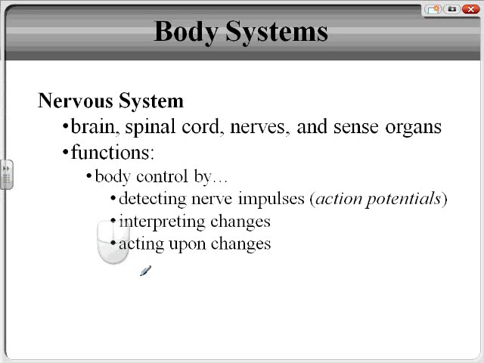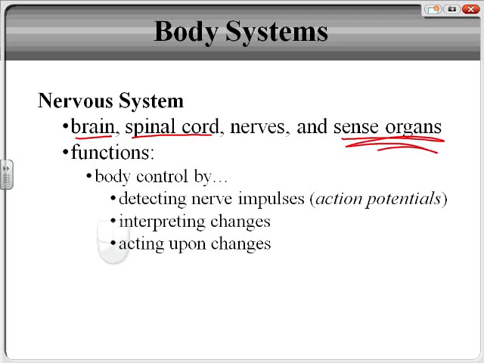The nervous system. Brain, spinal cord, peripheral nerves, sense organs. All these different things. We tend to think about the nervous system when we think about the brain and spinal cord. We rarely really focus or think about sense organs, the particular things that are responsible for sensing all of these different changes in the environment.